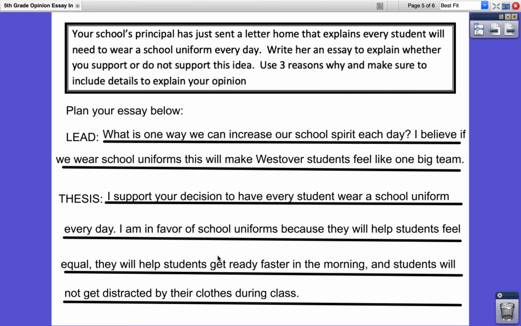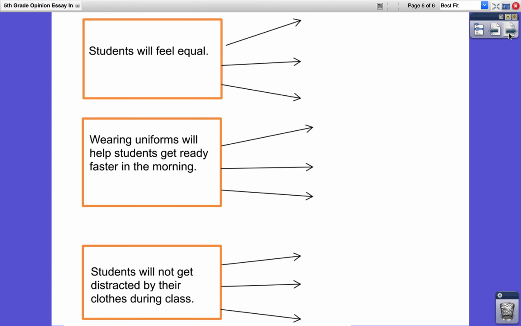So from your thesis, I have my first reason here that students will feel equal. My second reason here is that students can get ready faster in the morning. And then my third reason, students will not get distracted by their clothes during class. Those 3 reasons will become my 3 body paragraphs.